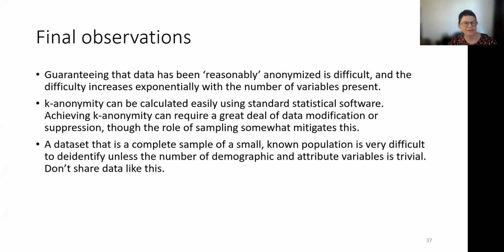However, k-anonymity can be calculated easily using standard statistical software. Achieving k-anonymity can require a great deal of data modification or suppression, although the role of sampling does make things somewhat less risky. However, a data set that is a complete sample of a small known population is very difficult to de-identify. So don't share data that is a complete sample of a small known population unless it has basically no demographic or attribute variables.